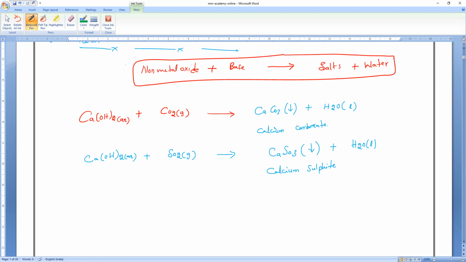Similarly, a base can react with another non-metallic oxide. Let me take KOH. KOH is also a base or not? Everybody, potassium hydroxide is a base or not? So reacting with carbon dioxide, tell me what products are expected. Potassium carbonate. Can you tell me the formula? K2CO3.